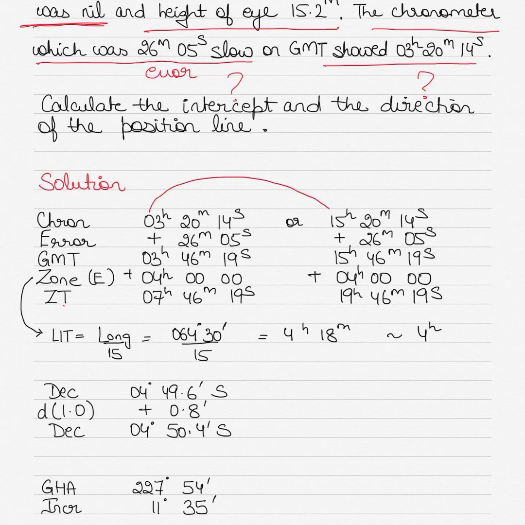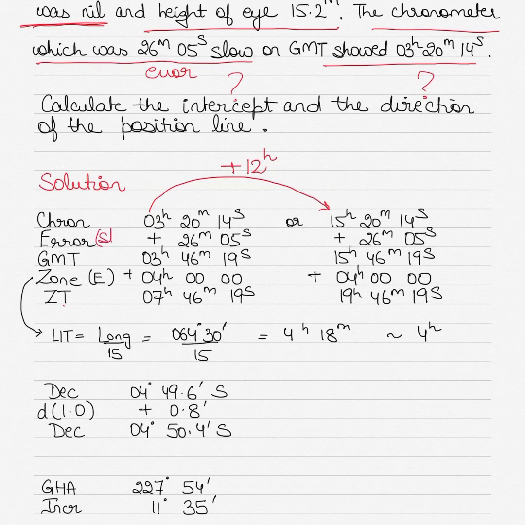So what we do is we write down the chronometer time as given to us in the question, and then we write down the second possibility of it by adding 12 hours. So we add exactly 12 hours, 0 minutes and 0 seconds, and we get two possibilities of the chronometer time and the resulting GMT. So the chronometer time here could be 3 hours 20 minutes 14 seconds or 15 hours 20 minutes and 14 seconds.